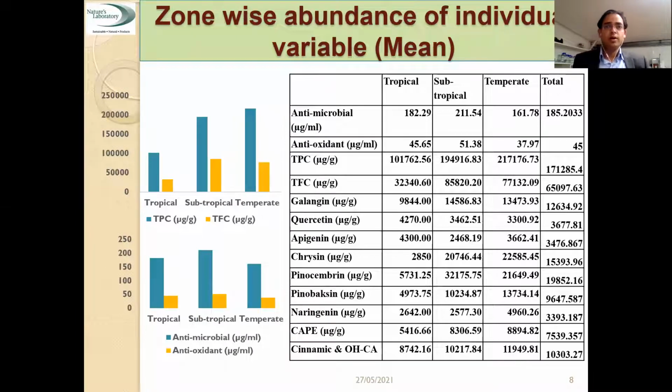Coming to the result part, after feeding all the data into the SPSS software and running the test, what we found was that phenol content and flavonoid content were higher in the subtropical and temperate regions. In contrast, the antimicrobial activity of the tropical region was higher as compared to the total phenol content and flavonoid content of other zones.